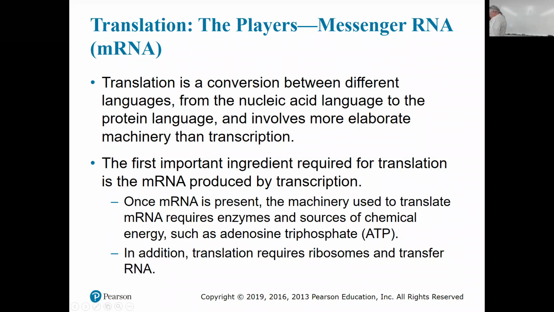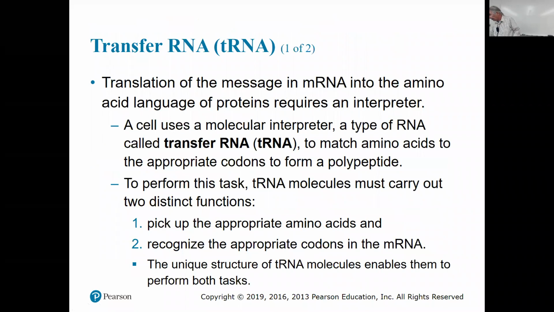Okay, let's continue with chapter 10 and protein synthesis, also known as gene expression. Now into translation. Translation of the message in mRNA into the amino acid language of proteins requires an interpreter, and that interpreter is the ribosome. Well, I should say, the next sentence says the interpreter is a type of RNA, but the interpretation takes place in the ribosome.